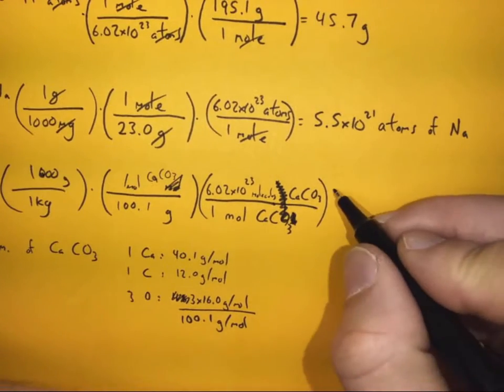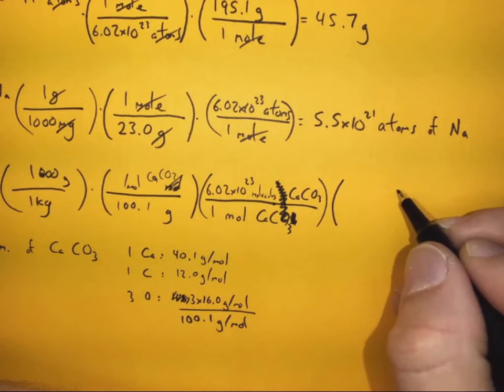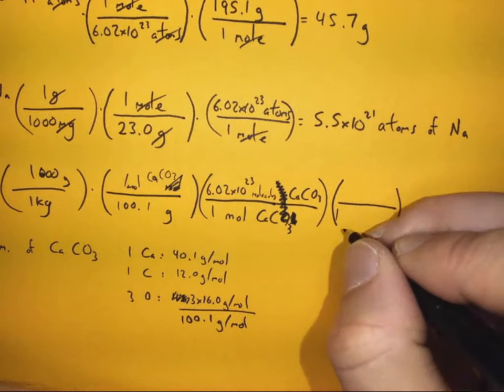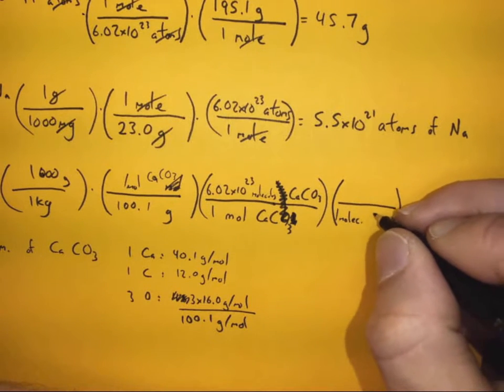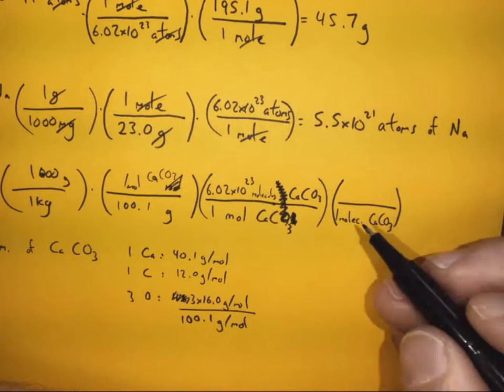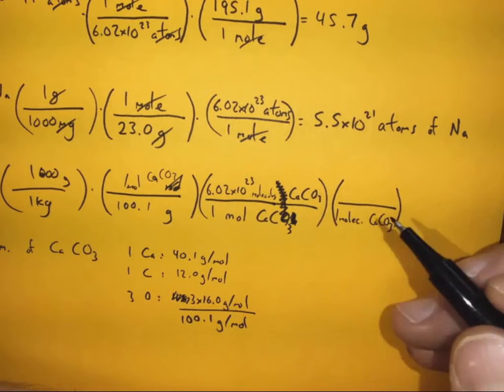All right, and so lastly, I would say, okay, for every 1 molecule of calcium carbonate, I'm going to abbreviate that molec, calcium carbonate, I have 3 oxygen atoms.